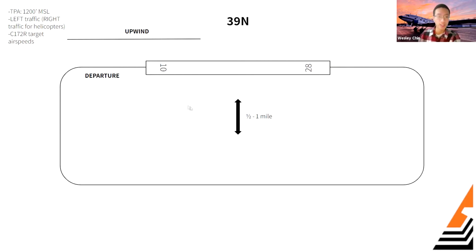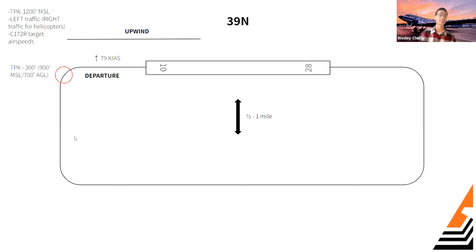So what we're doing now, we're just going to be climbing at 79 knots, right? That's your VY speed in the 172R. And then this first turn over here, we're going to start this turn at traffic pattern altitude minus 300 feet. So for us at Princeton, that's going to be 900 feet MSL or 700 AGL, about there.